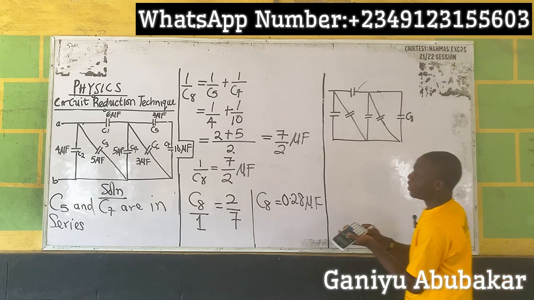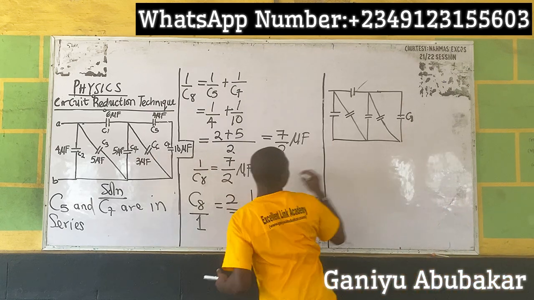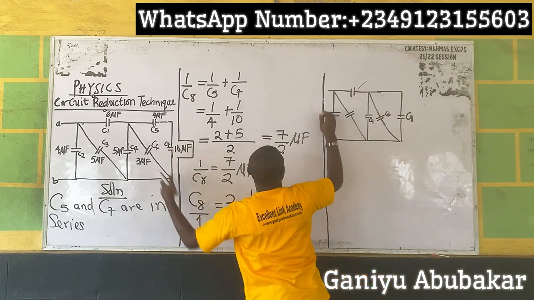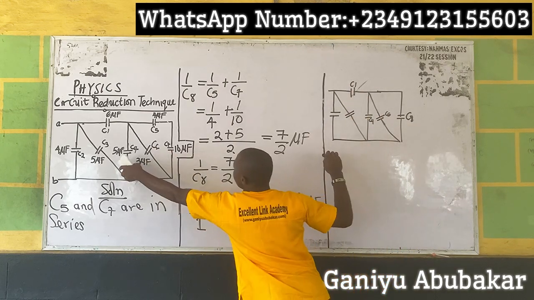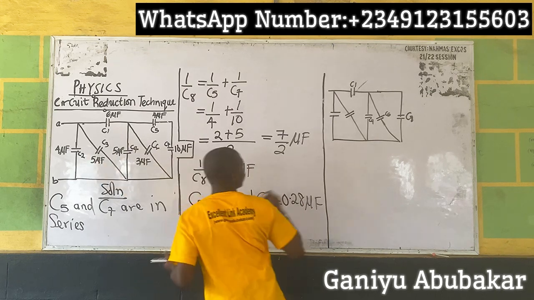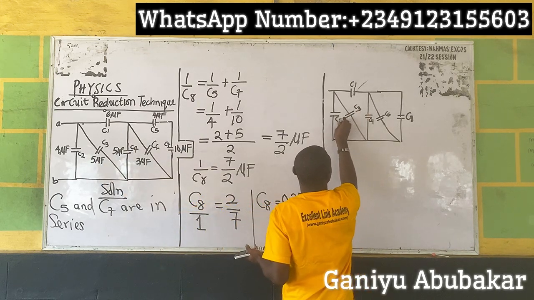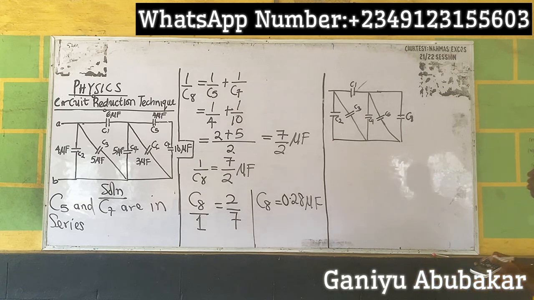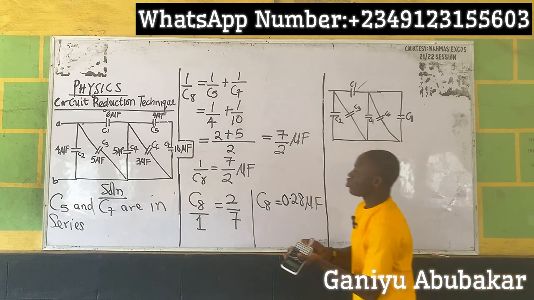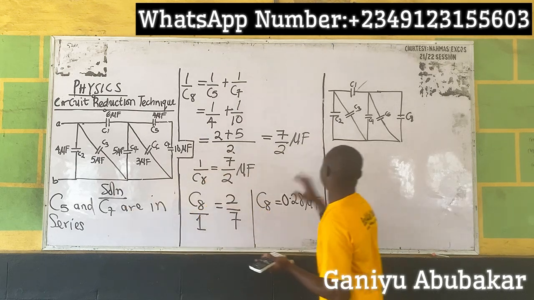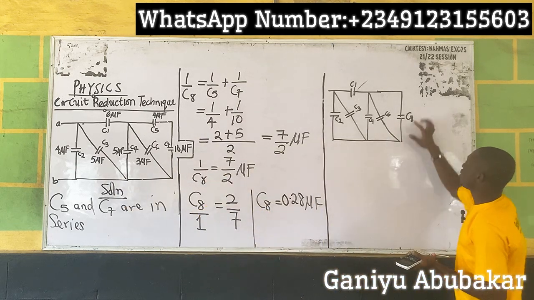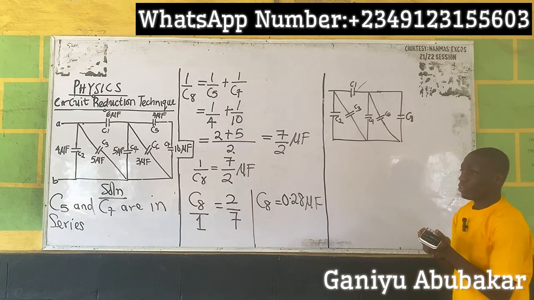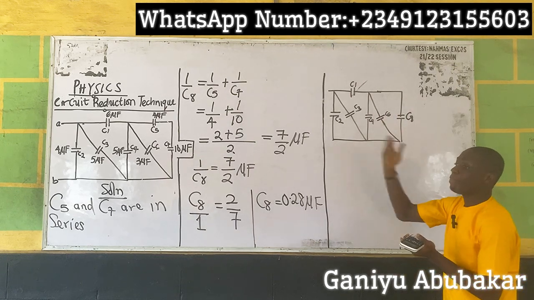So this is C8, this is C6, this is C4, this one here is C1, this one gives you C3, C2. As you solve, reduce the diagram. I have reduced this diagram to this point here. Observe that C8, C6, and C4 are in parallel arrangement, so I'll combine the three in parallel.